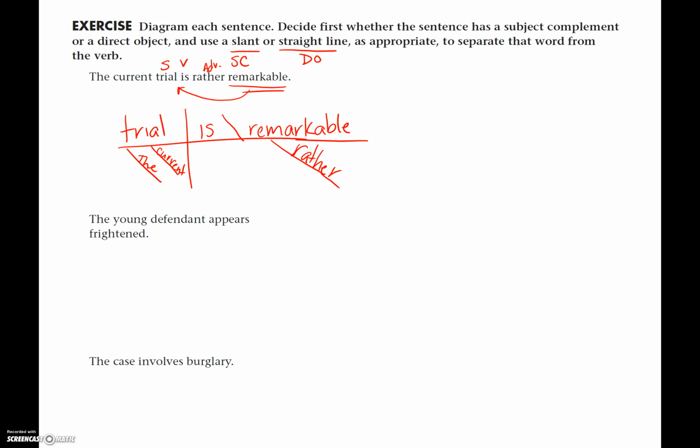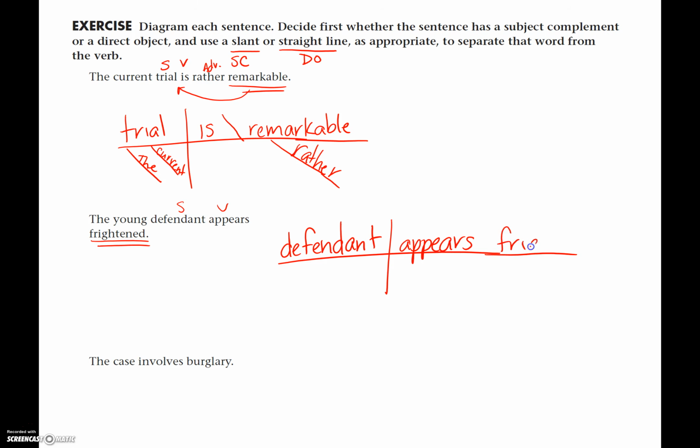In the second one, the young defendant appears frightened. Defendant appears is our subject and verb. Frightened is how he's appearing, or she. So we're going to do defendant appears on our diagram. And then frightened is going to come on that same horizontal line. Because it's describing the defendant, that's a complement, so we're going to put a diagonal there. The and young both come under defendant.